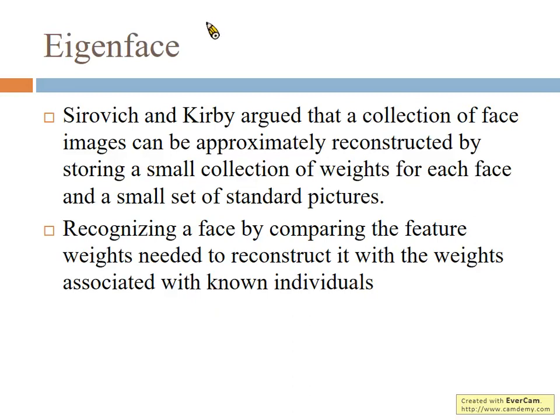Before this work, some researchers found a very interesting and important characteristic. These two researchers argued that a collection of face images can be approximately reconstructed by storing a small collection of weights for each face and a small set of standard pictures. That is, if we have 10 students in the class, each face image can be represented as a linear combination based on the average face. For example, student A's face can be reconstructed from the average face plus student B with some weighting plus student C with some weighting. That is, we can combine your face from other faces.